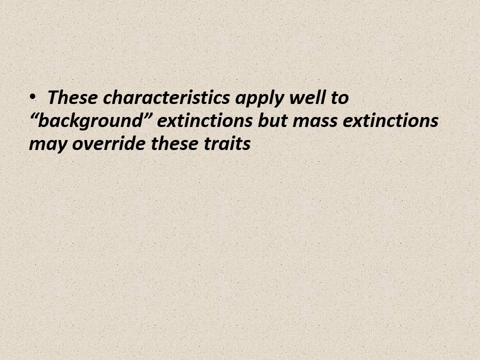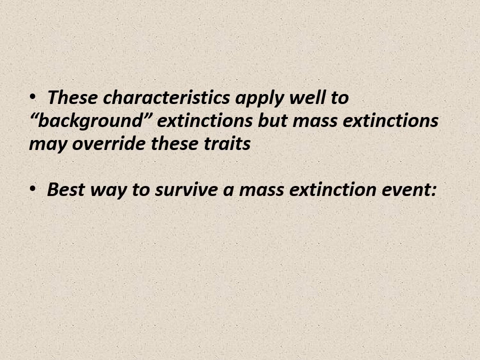So these characteristics also apply to background extinctions. However, mass extinctions happen at such an extreme that sometimes it overrides characteristics in background extinction. So the characteristics we just talked about for long-term survivorship work very well with background extinctions. Mass extinctions can be so severe that it doesn't matter. So a background extinction may or may not cause something to go extinct. Mass extinctions, it's a little less selective.